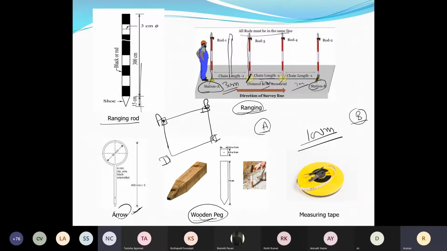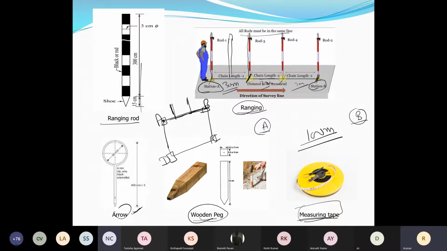Then I will see A to B, I will put the ranging rod here and here, it should be a straight line. And another is the measuring tape. We will use the measuring tape to take the offsets. Later on we will discuss.